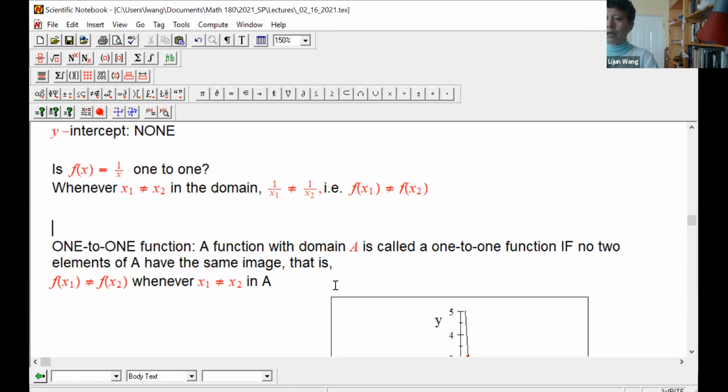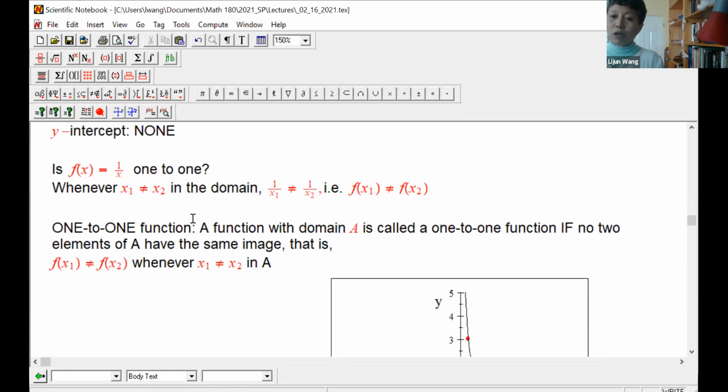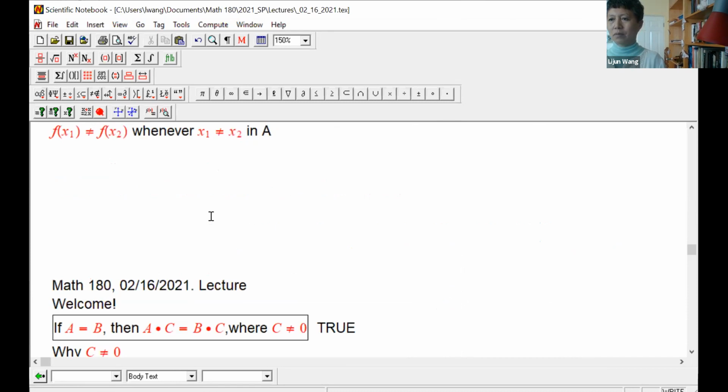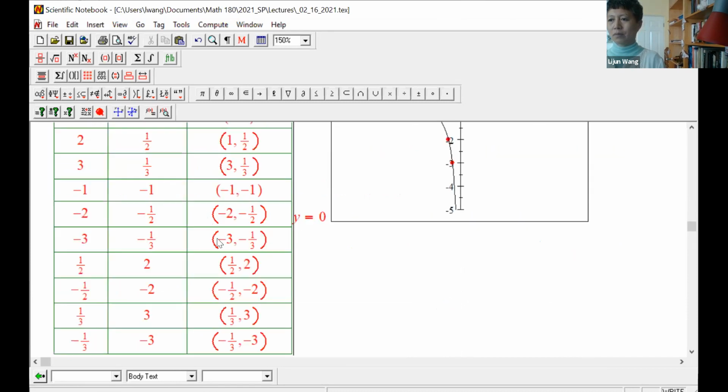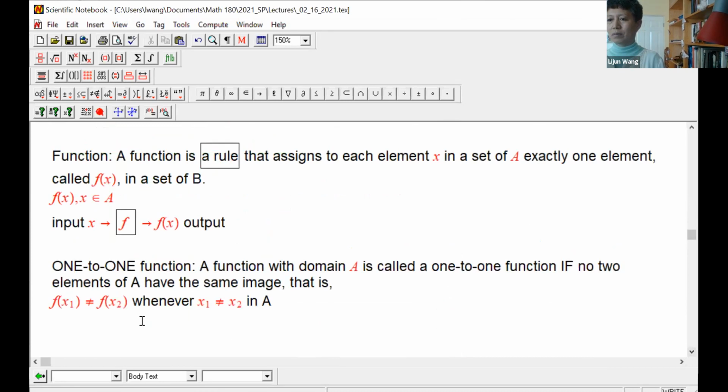Okay, so now we did the first two functions. We covered two major concepts. One is a function, the other one is a one-to-one function. So let's move on to page number 8. Page number 8, we have a new function. Number 3, page number 8. And what is this function?